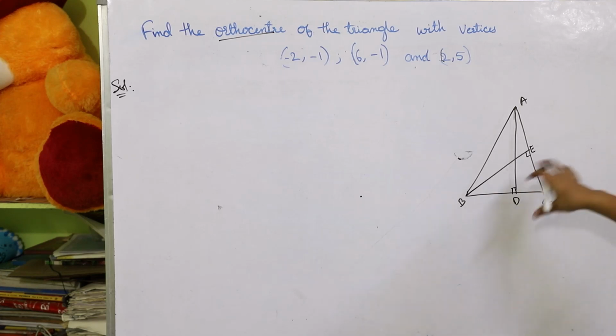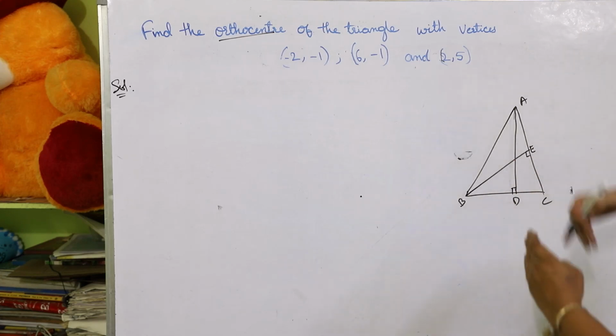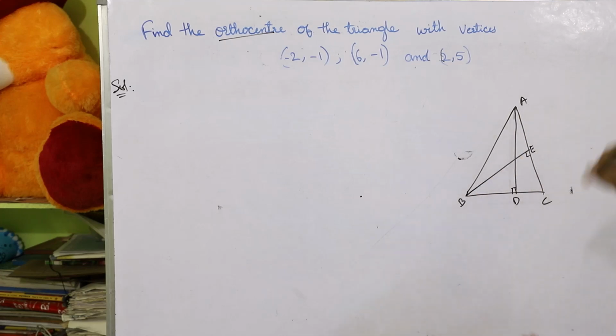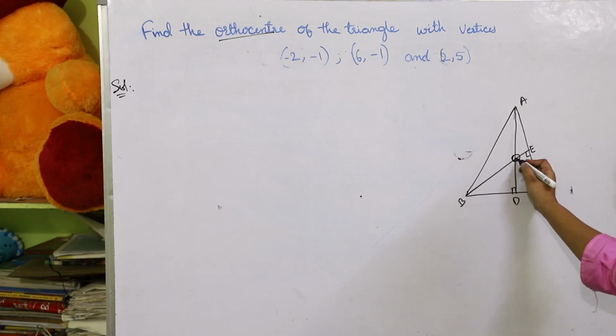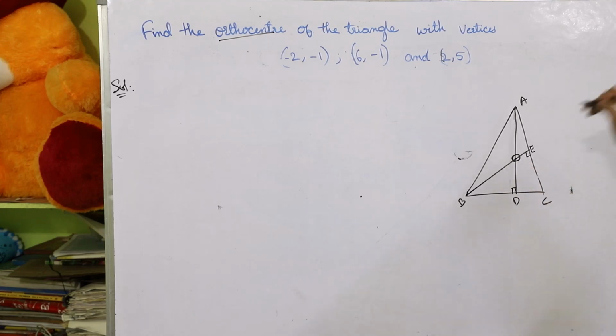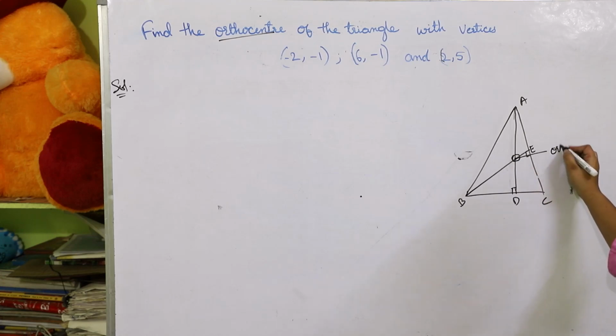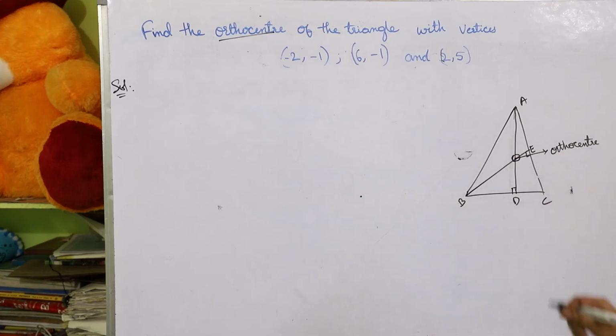Both lines are perpendicular to the base lines, which means AD is an altitude for BC and BE is an altitude for AC. We got two altitudes, and these two lines are intersecting at a point. This point of intersection is known as the orthocenter.